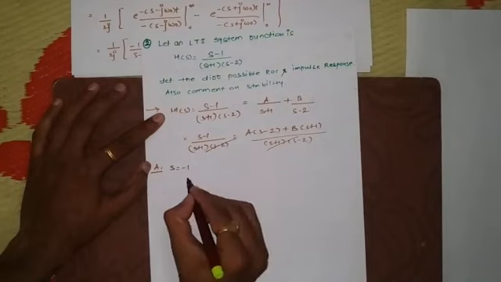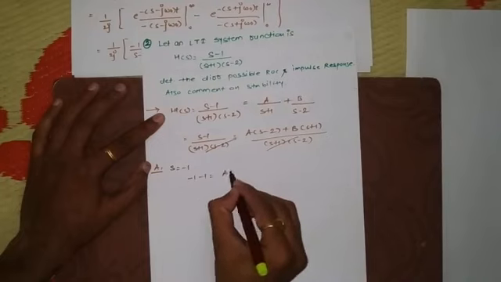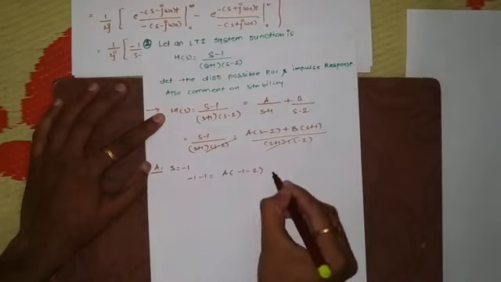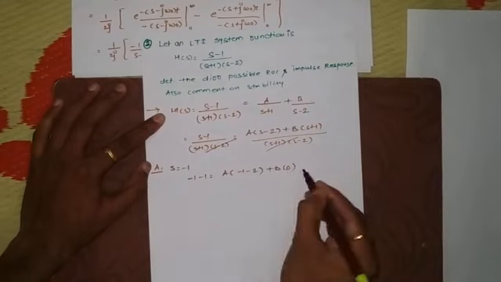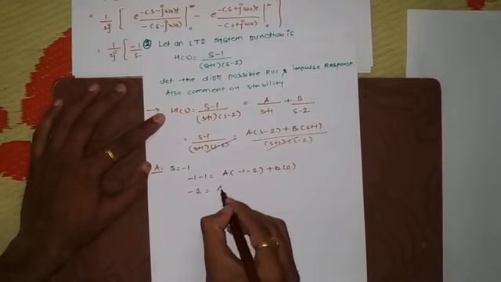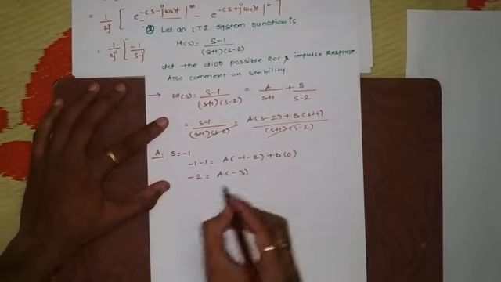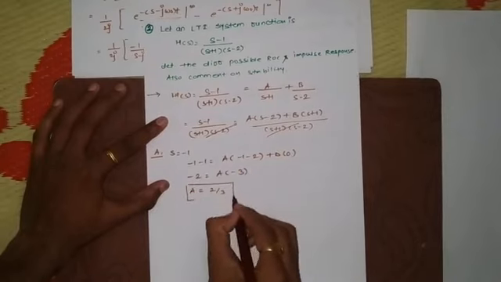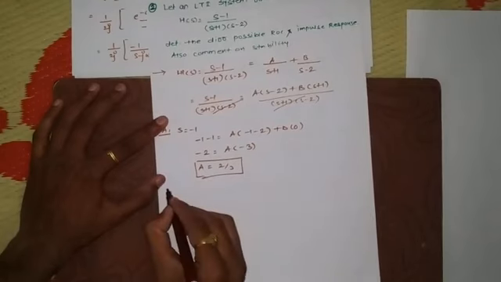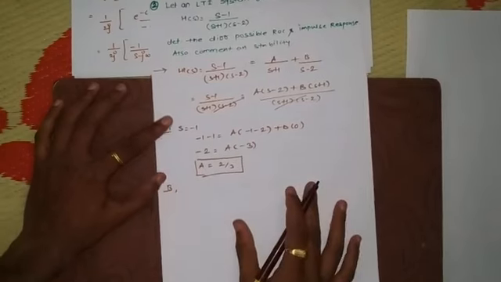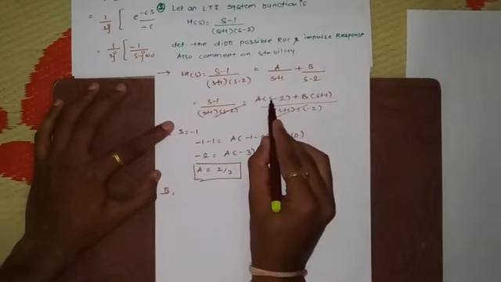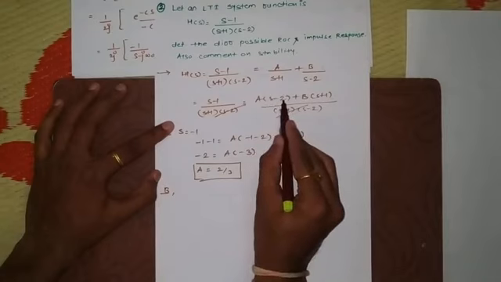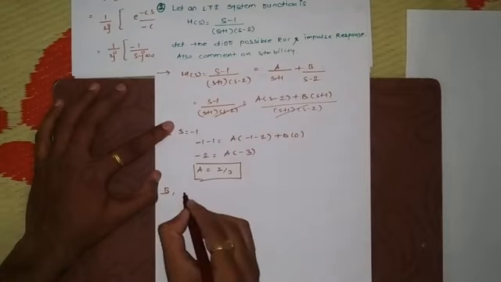We'll get this term minus 1 is equals to a into minus 1 minus 2 plus b into 0. So this is minus 2 and this is minus 3. We'll get a as 2 by 3. Next, to find b, a should be 0. Now a is 0. When I equate it 0, s minus 2 is equals to 0, s becomes 2.